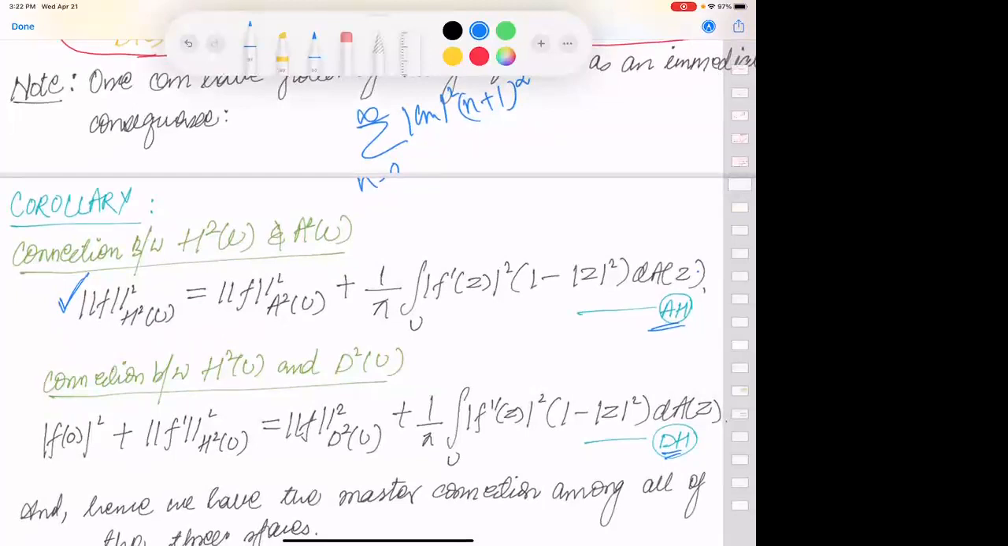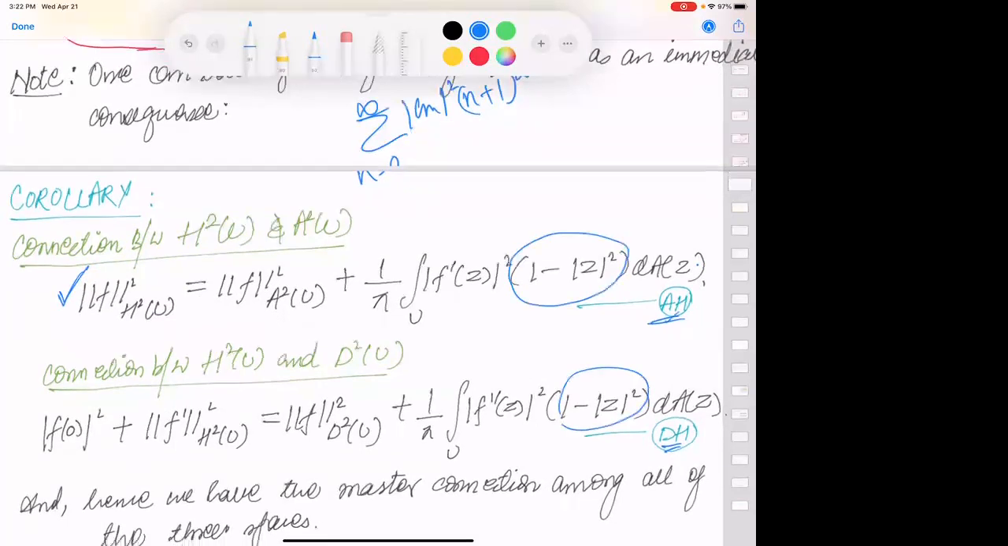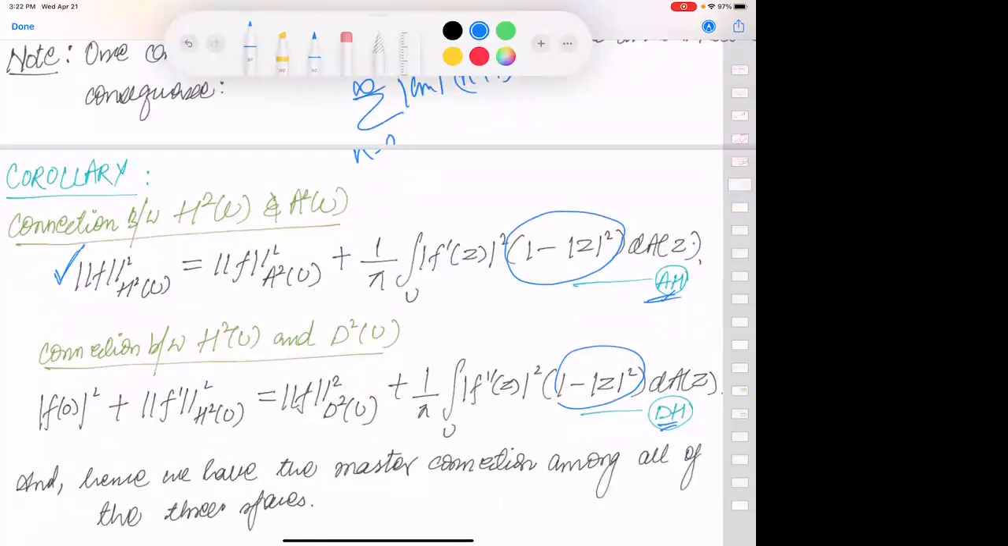And again, you notice that 1 minus |z| squared, the factor which is multiplied by f prime of z in the AH equality, is the same as the factor present over here, multiplied by f double prime of z in the DH equality. So again the same confusion, the same question came up: what does this thing mean? What is this doing over here? What is the practical meaning of this thing?